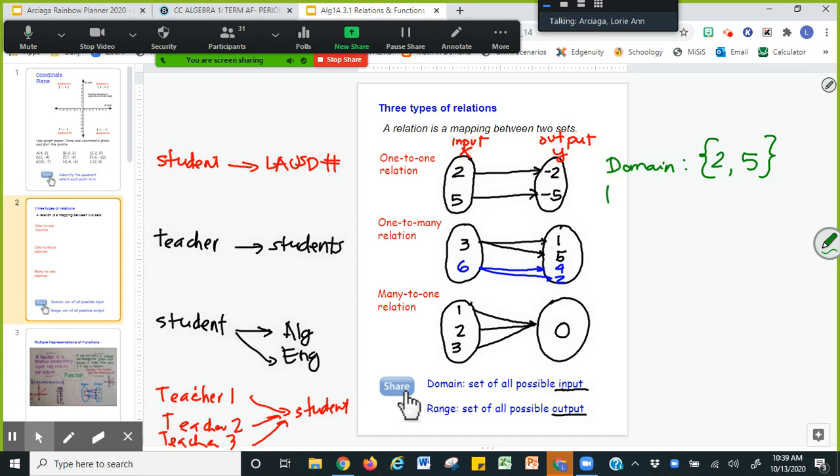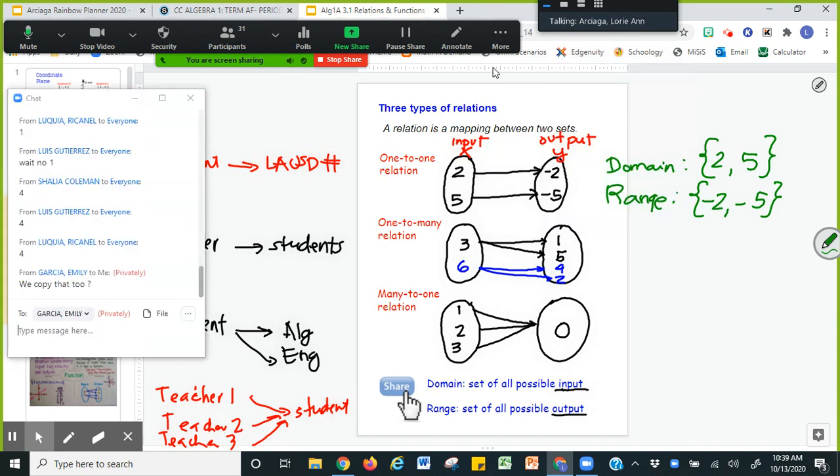Now similarly, you do the range, okay? You make your curly brace again. Now you look at the Y column because the range is from the output, and then you list them down, -2, comma, -5. Is there any particular way of listing them down? No, but I would maybe follow their order so I don't miss out any number, right? Okay, so that's how you write down the domain and range.